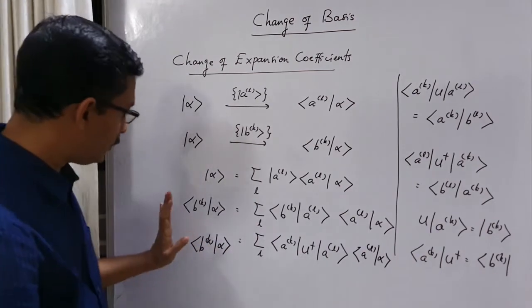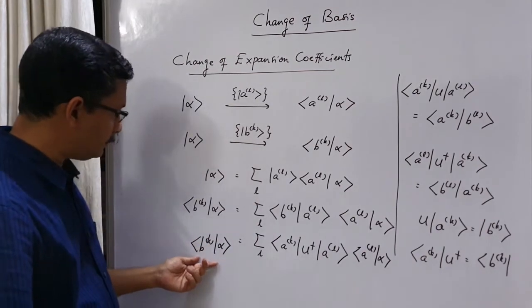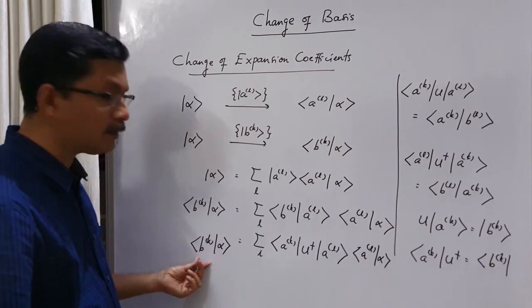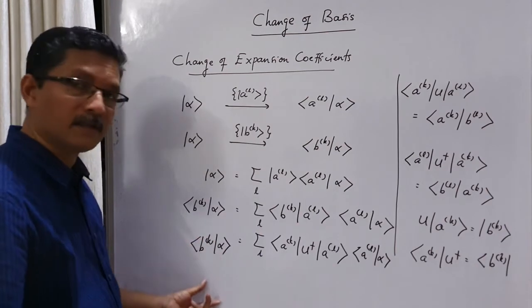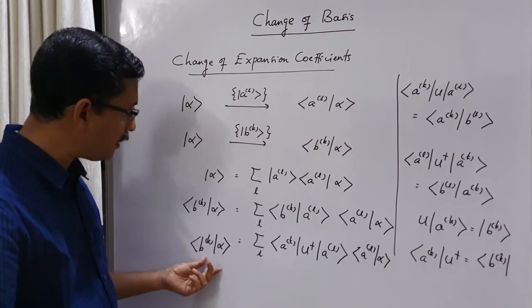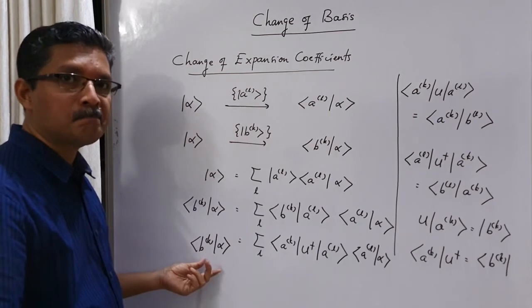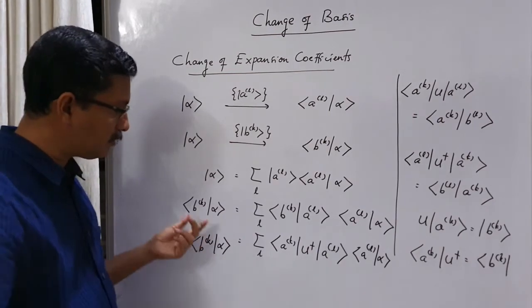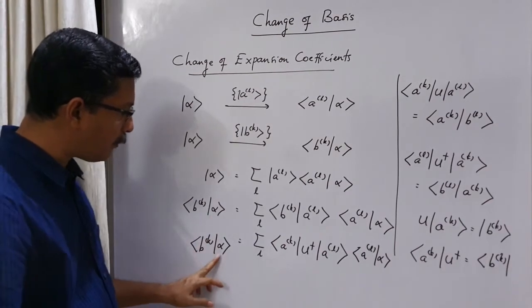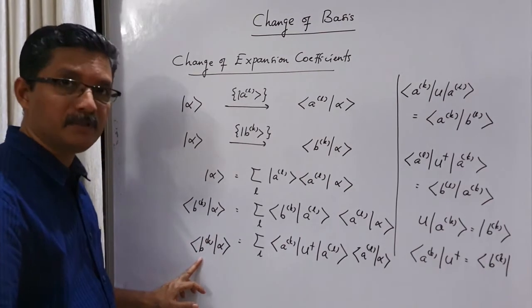Okay, now look at this. What is this term? These are the components of ket alpha in the new basis. This is a column vector. If it's an n-dimensional space, this is an n by 1 vector. N rows and a single column. So this column vector gives the components of alpha in the new basis BK.